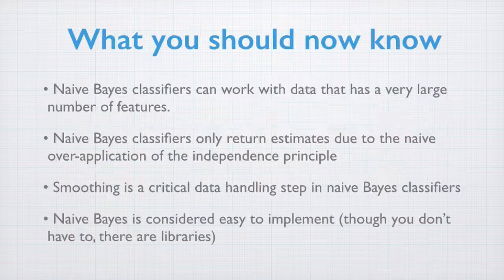What you should now know: naive Bayes classifiers can work with datasets that have very large sets of features. Naive Bayes classifiers only return probability estimates due to the naive over-application of the independence principle to factor the evidence. Smoothing is a critical data handling step in naive Bayes classifiers. You must do it, and you can also consider increasing your smoothing constants to make rare data dominate the classification less. Naive Bayes is considered easy to implement, though you don't have to. There are, of course, libraries.